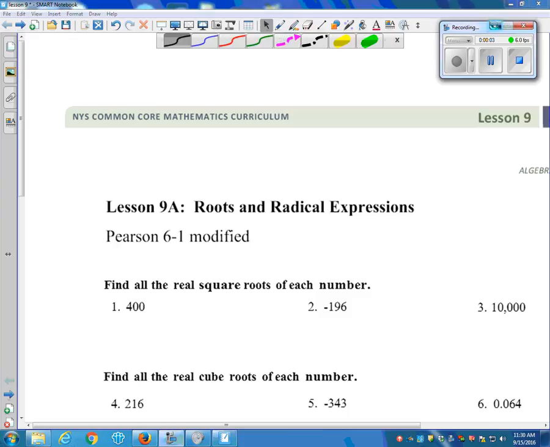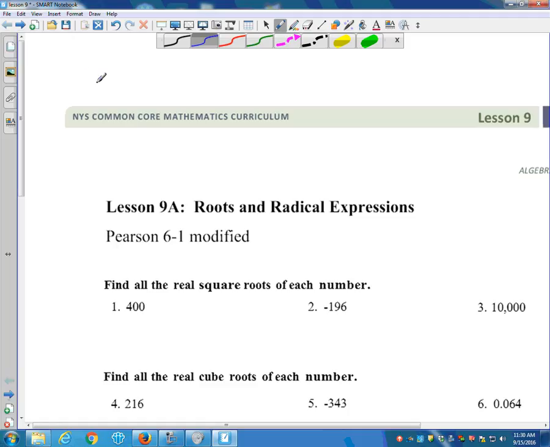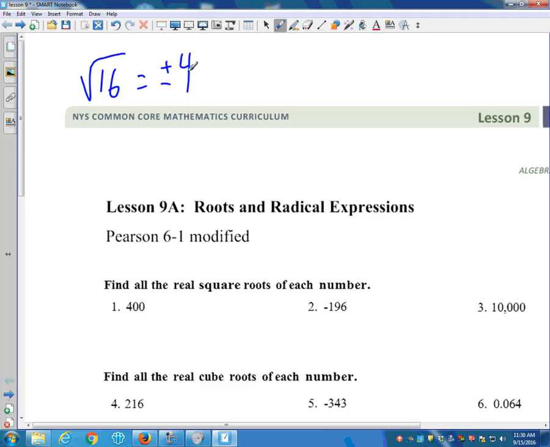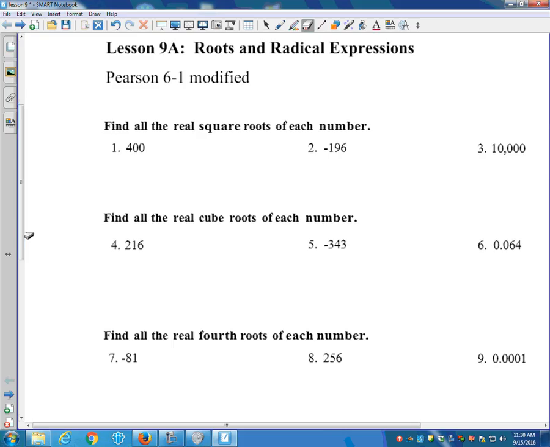And let's start with, just for kicks, what are the square roots of 16? 4 and negative 4. Very good. And you can say that by saying plus or minus 4, because 4 times 4 is 16, and negative 4 times negative 4 is 16, isn't it? So you get two answers. So now that's what they're asking about when they go down to number 1, and they say find all the real square roots of 400. What are the square roots of 400?